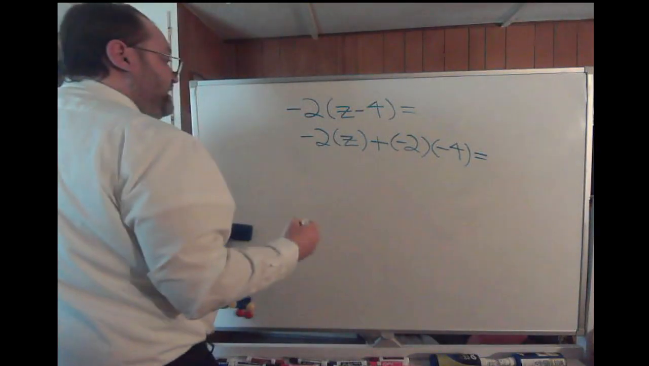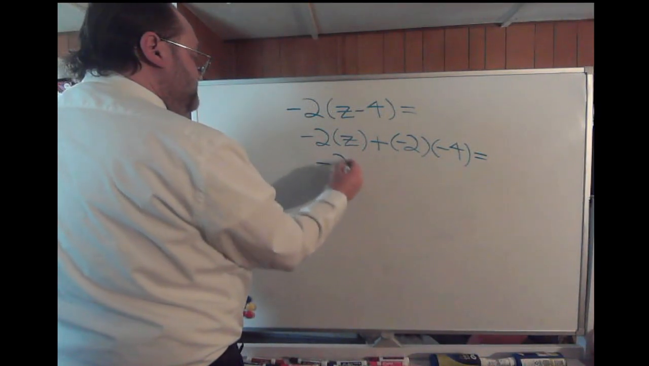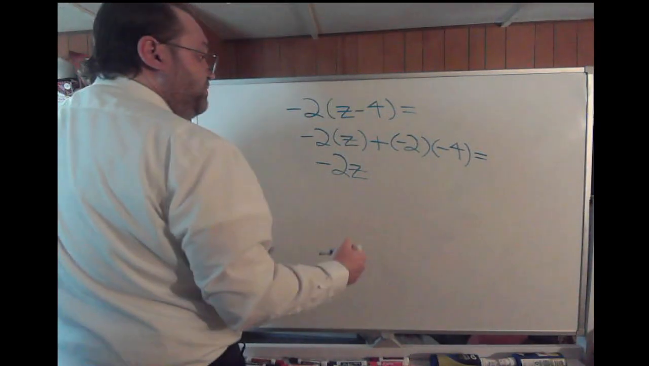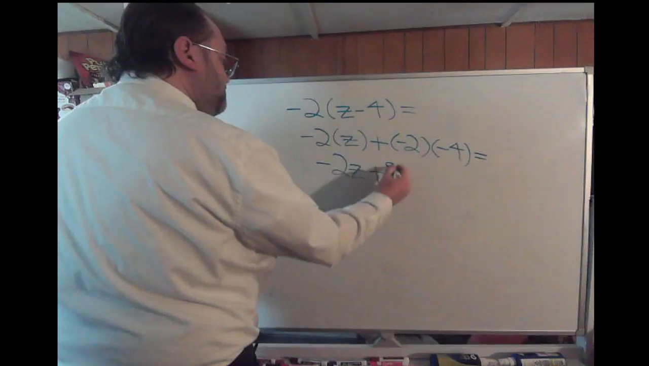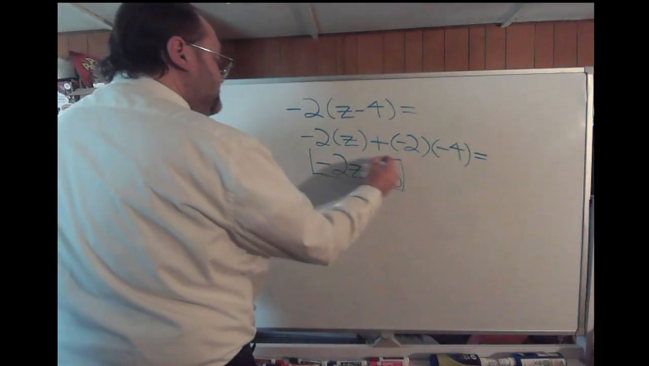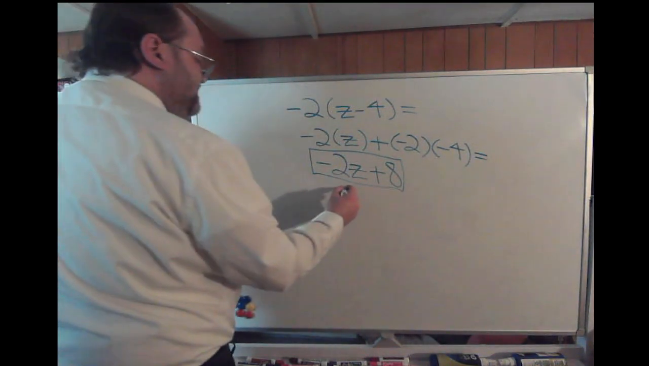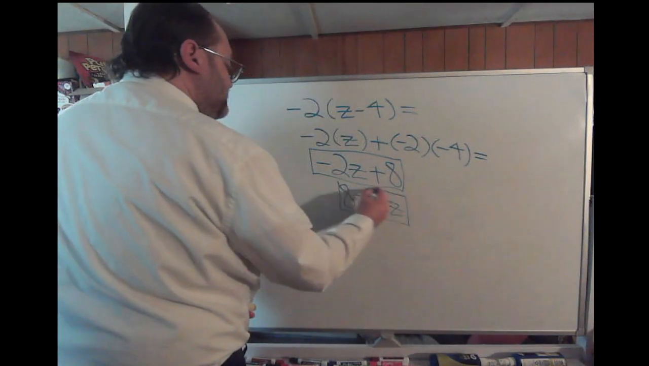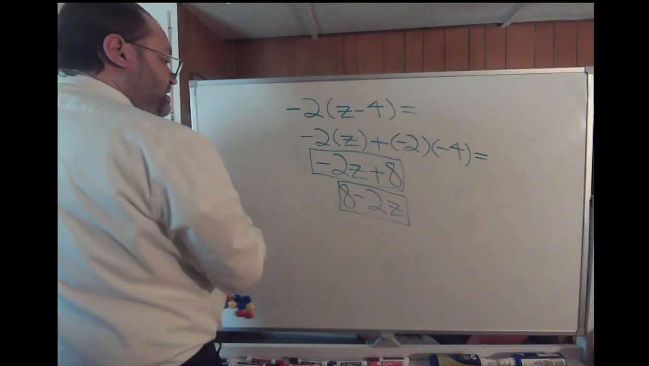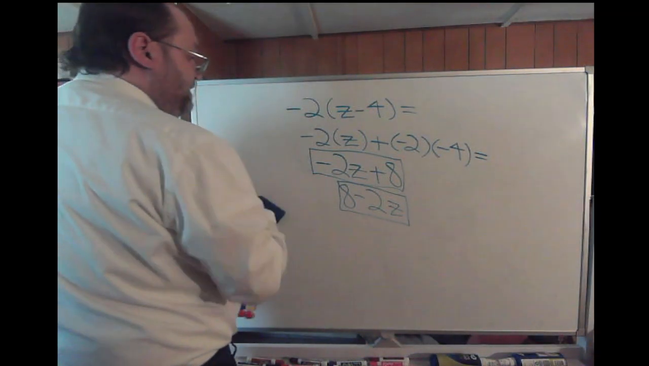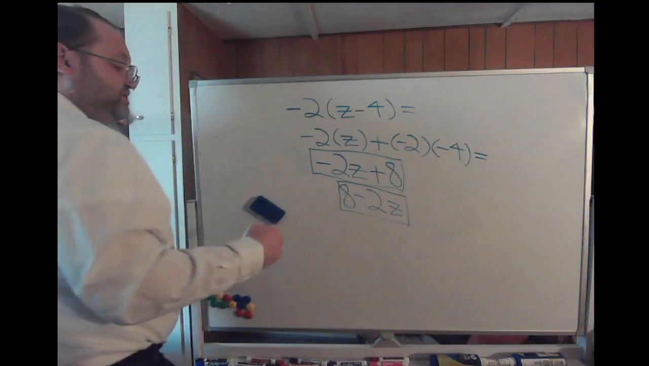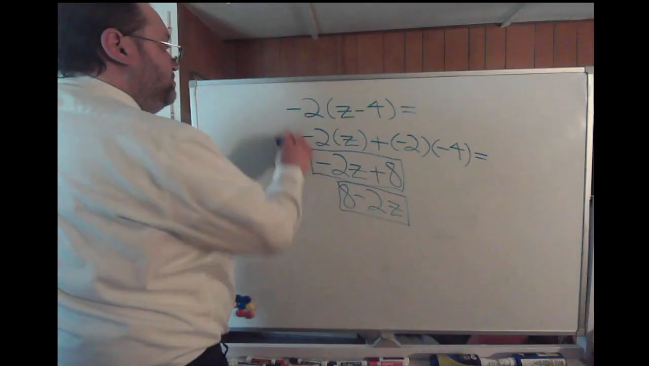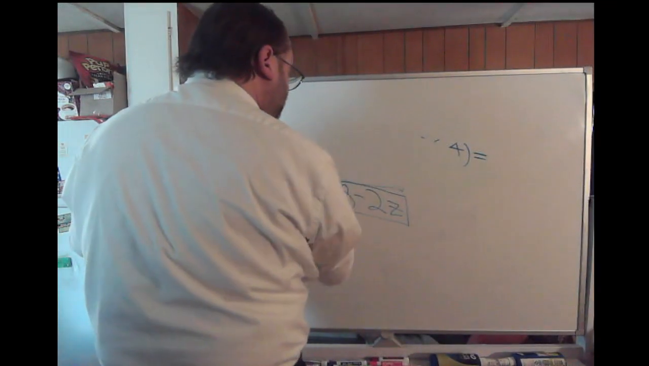So we'll go and simplify this. You'll have -2 times z is -2z, plus -2 times -4, well, that's +8. So your answer would be -2z plus 8. You may also see it written as 8 minus 2z. That's another way you may see it written. Either way is acceptable. Because by the commutative property, you could do 8 minus 2z. So that's another way to write it. But let's do another example like this.